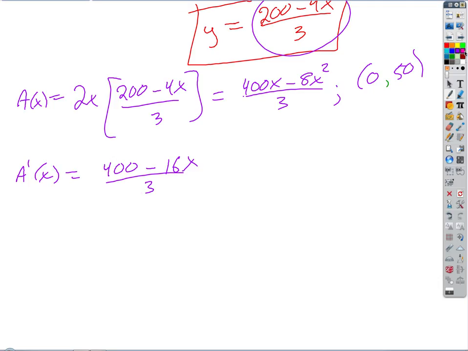So let's ask ourselves then, when does this equal 0? This equals 0 when the top equals 0, right? Which would be when 16x equals 400. Everybody good with that? Why? I get the top part. Well, because I could write this as just a 1/3 out front. It's just a constant, right? Just leave it out front. Okay, so if we divide both sides, we're going to get what, 25?